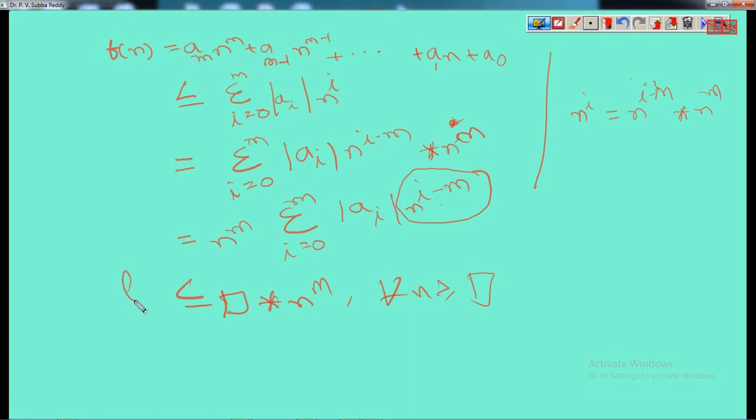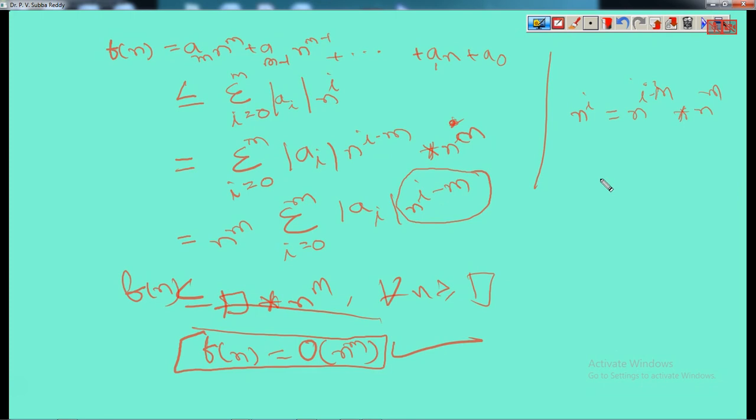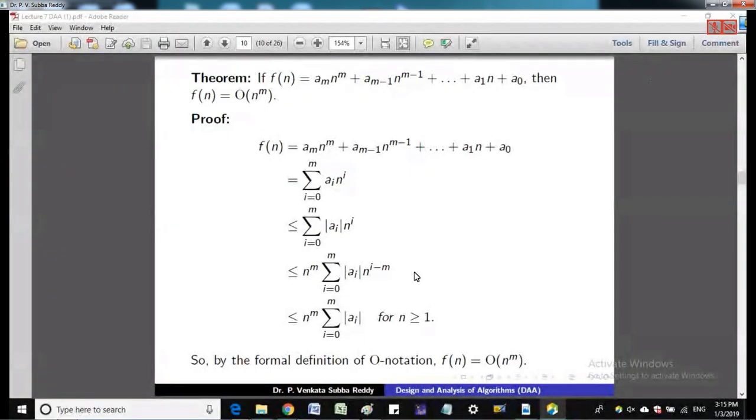f of n is this. Therefore, by the formal definition of big O notation, I can write f of n is big O of n^m. That's what we were asked to prove. So by the formal definition of the big O notation, it works.